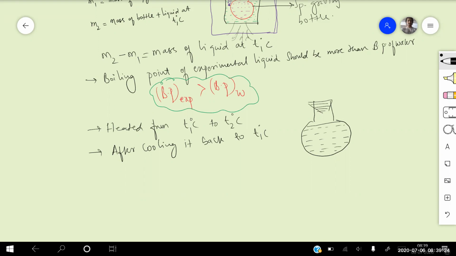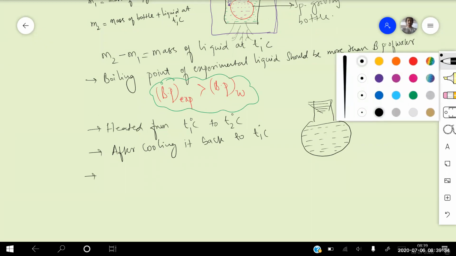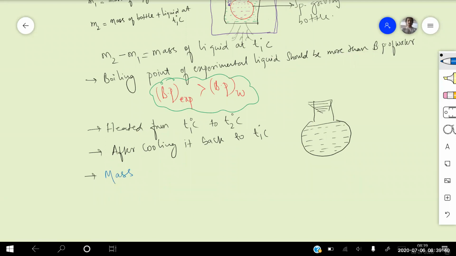Now after heating to T2 and coming back to T1 degrees centigrade, the mass of the bottle plus the mass of the remaining liquid will be equal to how much? Can anyone tell me? Mass of bottle plus mass of remaining liquid will be equal to M3. The mass of the bottle remains the same, but the mass of the remaining liquid is changing. That is the reason I'm taking it as M3.